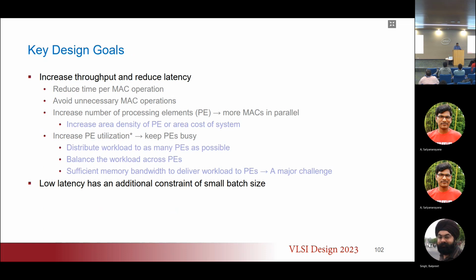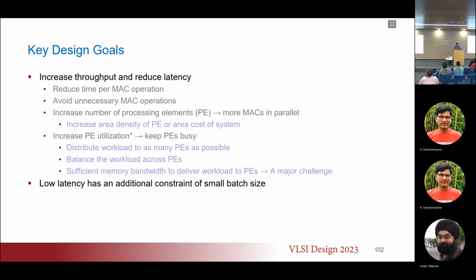Scalability. So these are all the things. What are the key design goals? One design goal is to reduce the time per MAC operation, avoid unnecessary MAC operations, and increase the number of processing elements so we can do more MACs in parallel, and increase the area density of the PE or reduce the area cost of the system. When you increase the number of PEs, we have to think about the physical design. Can we lay out these PEs in a dense way? Can you get data into the PEs efficiently, and out of the PEs? Can I have a local scratchpad memory and just reduce the number of accesses?